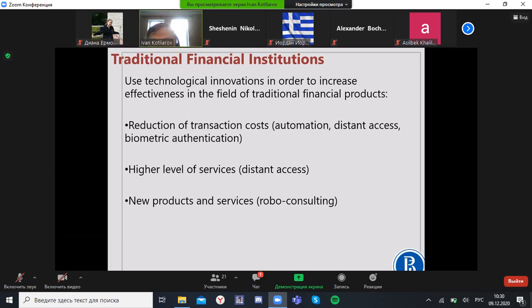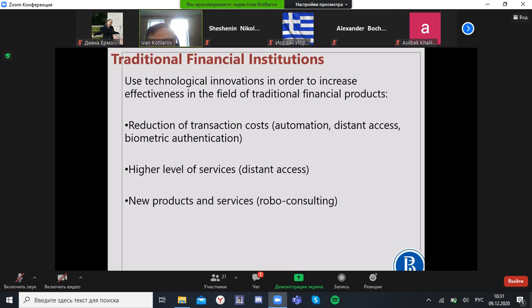In order to be more competitive on the market, traditional financial institutions try to offer a higher level of services. For example, by distant access. Thanks to distant access, obviously, you don't have to go to the physical bank office during its working hours. You can get financial services anytime you wish. So obviously, it is a higher level of services, or at least a higher level of comfort for customers.